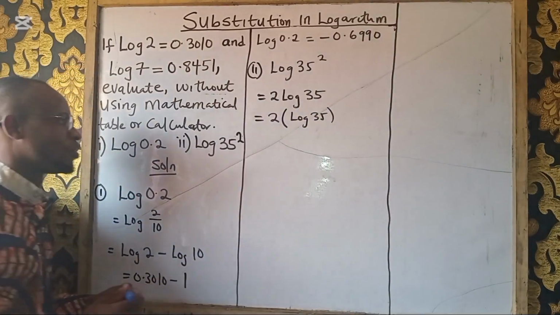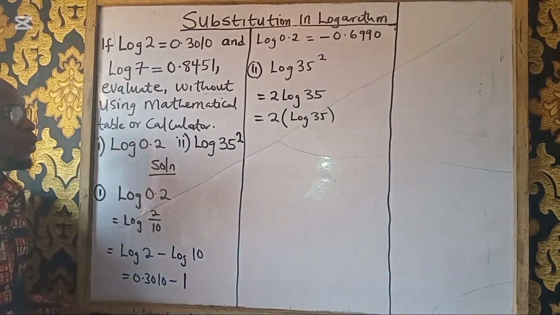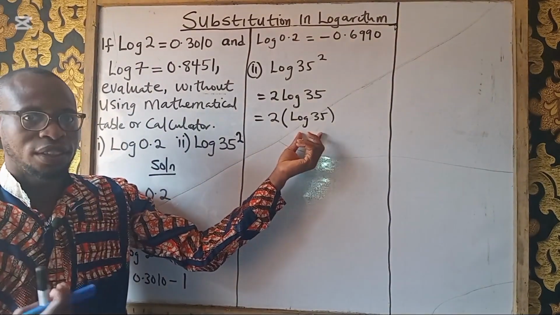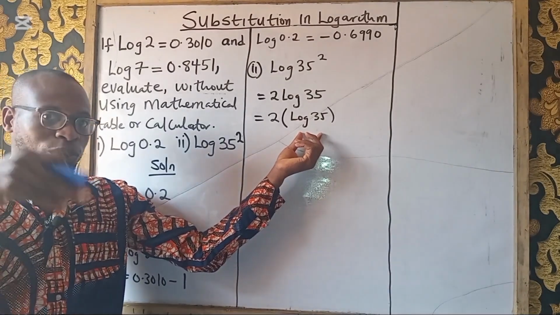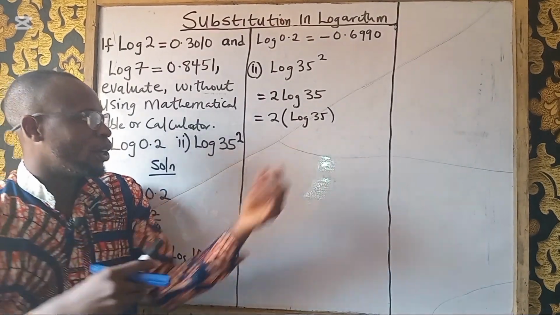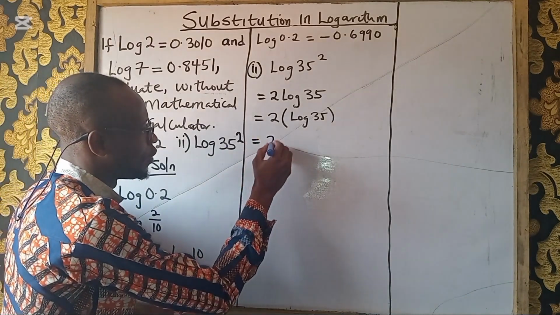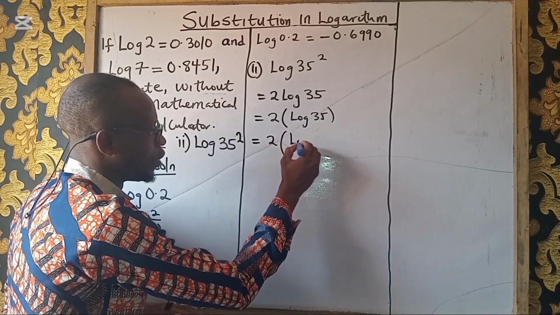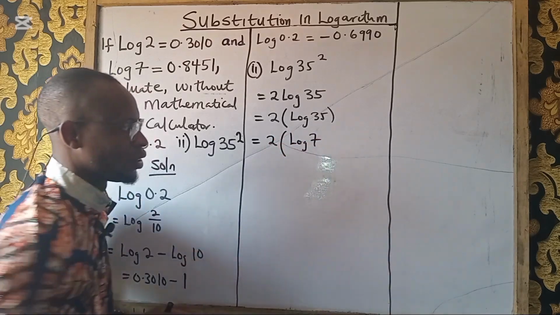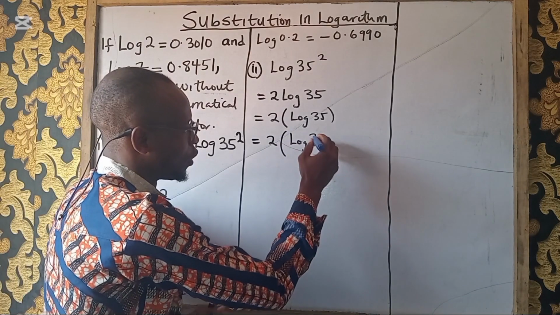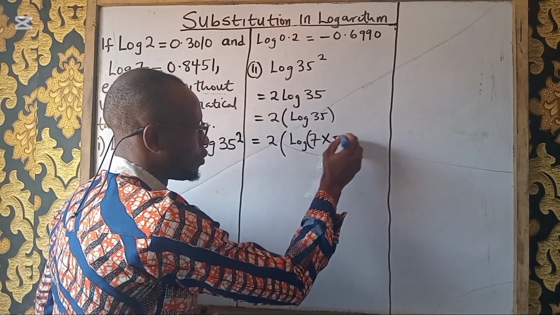We don't know the log 35 because there's nothing like that here. But we can take this log 35 to be 7 times 5. But we'll still be having a problem with what? 5. But let's do that first, so that it's one step at a time. So we are going to have 2 bracket log 7. Can you see that? Then don't forget, let me just put it like this, times 5 first.